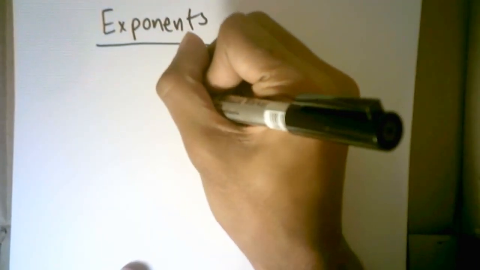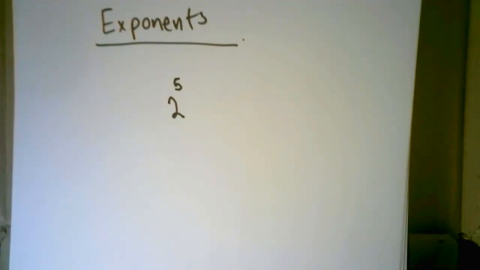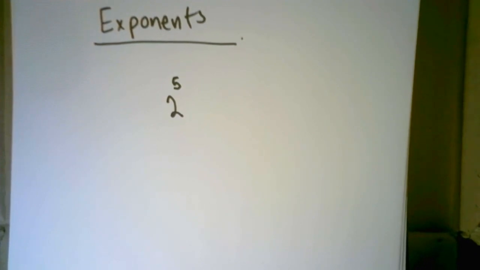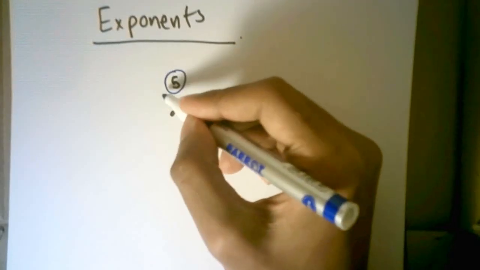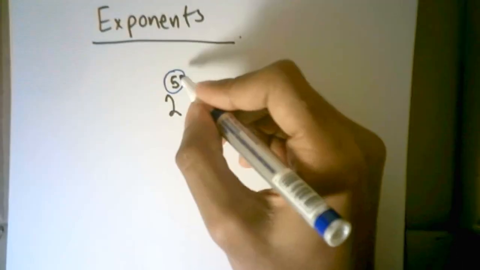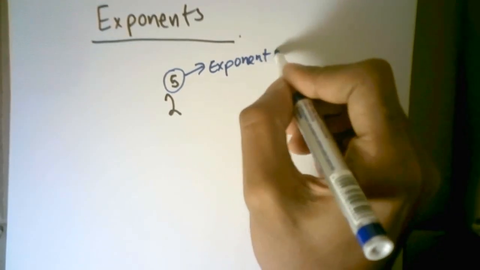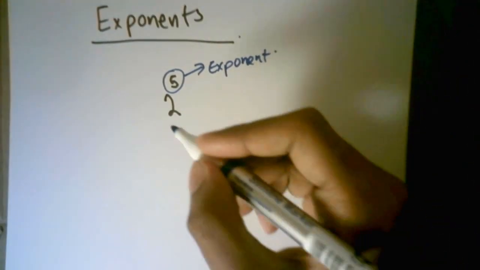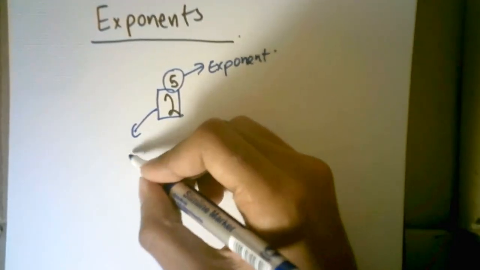For example, let's say we have 2 raised to the power of 5. That's how we read this. What's interesting is that there's a 5 superscripted to the 2. Superscript means that it's a small number placed on the top of the 2. This 5 is known as the exponent. The 2 at the bottom is known as the base.